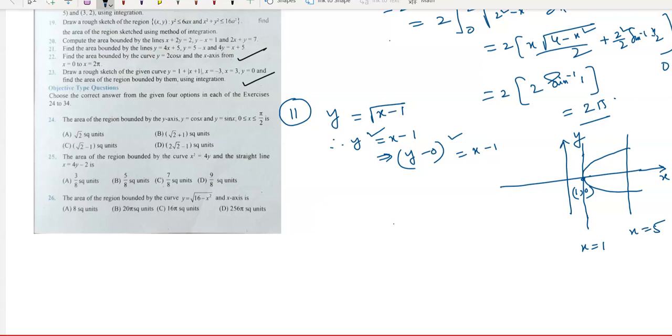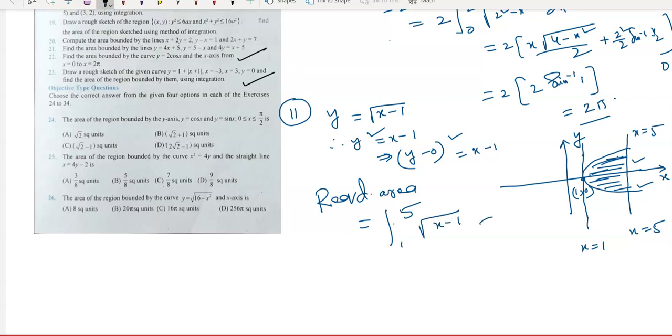But in that shaded part, you will see that the area lying in both the first and fourth quadrants, the area lying above the x-axis will be equal to the area lying below the x-axis. And this line has equation x equal to 5. So integral 1 to 5 y dx. Multiply the result by 2.